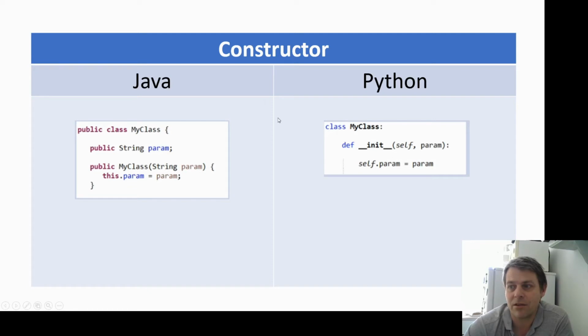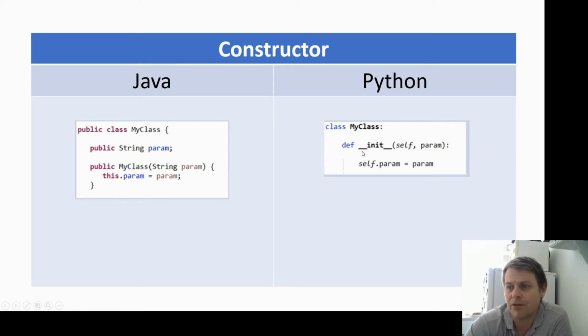Okay, next, the constructor. Now in Java, the constructor has the same name as the class, and it has no return type. The return type is actually the object itself, but we don't define a return type. So here's a constructor with a string param. Say this param equals param.